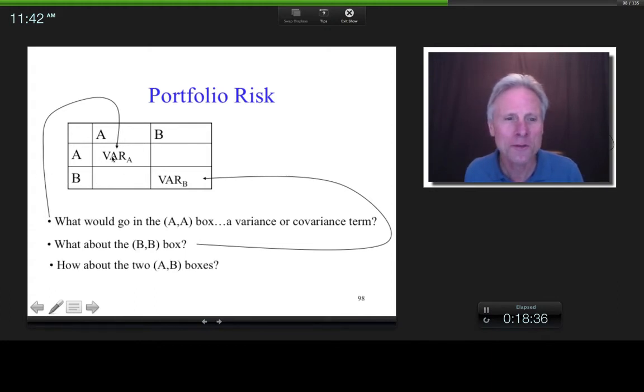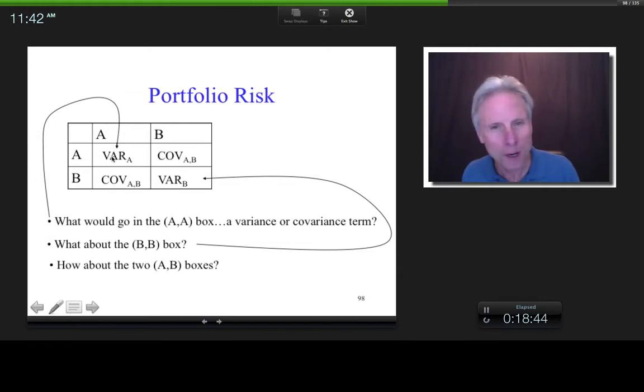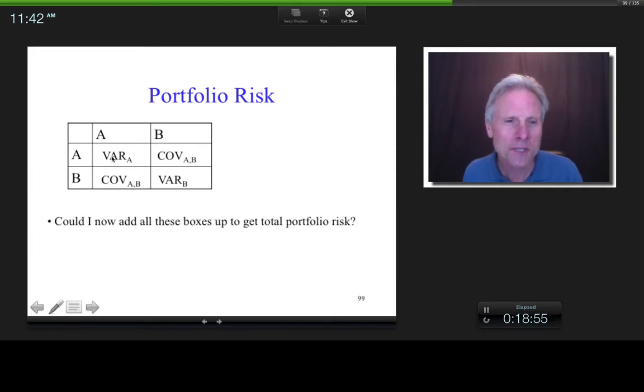And what about the two AB boxes? Well, presumably the covariance between A and B. By the way, the covariance between B and A is the same as the covariance between A and B, so there's nothing important about which letter you put first. So at this point, we've seen that these are all the relevant risk terms. So for me to get total portfolio risk, can I add up all these boxes?